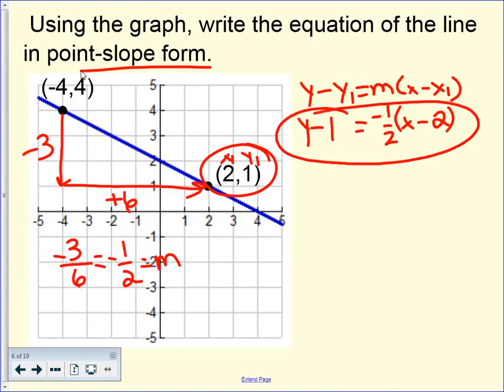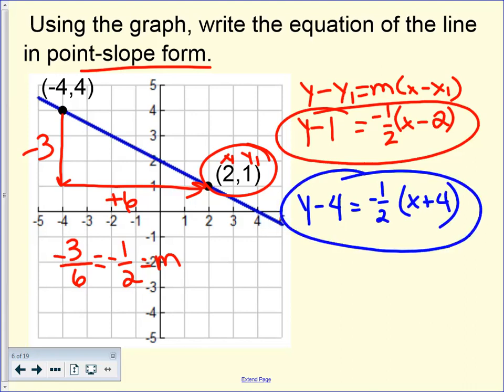I'll quickly show you how to do the other one if you wanted to do it that way. You could do the other equation, and it'd be y minus 4 equals -1/2(x plus 4). So that would be the other version. And again, point slope, you could have picked any point. And technically, guys, both of these are correct answers. Whichever one that you wrote would be a correct answer.